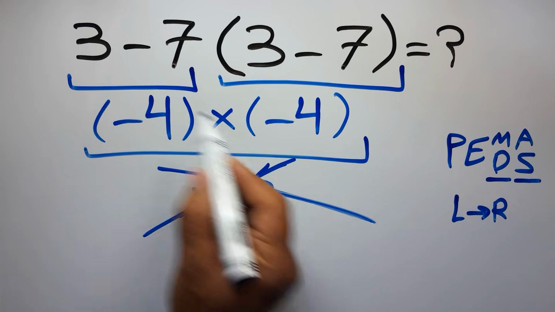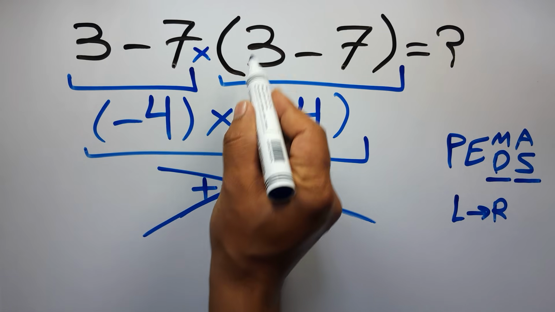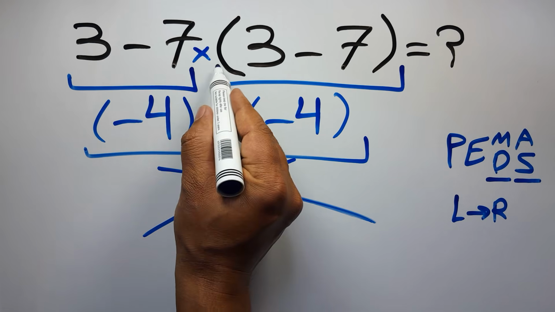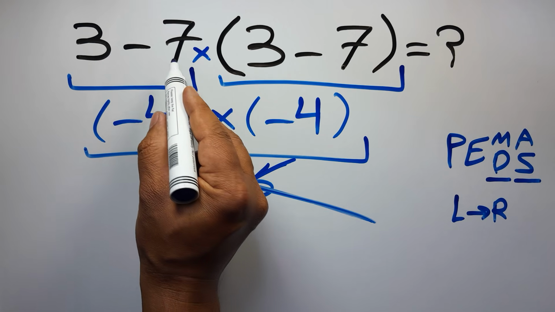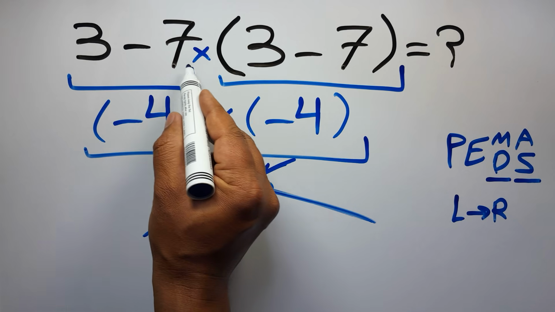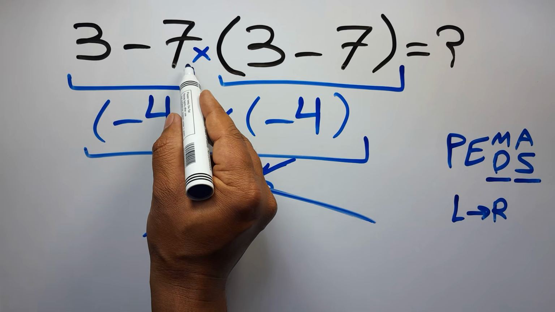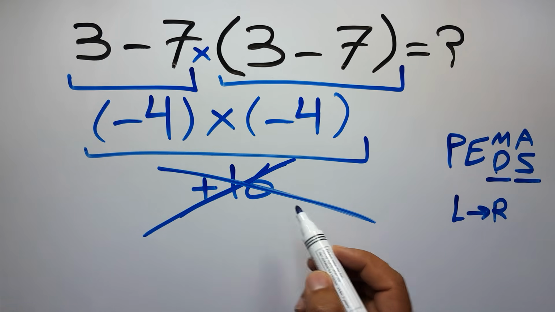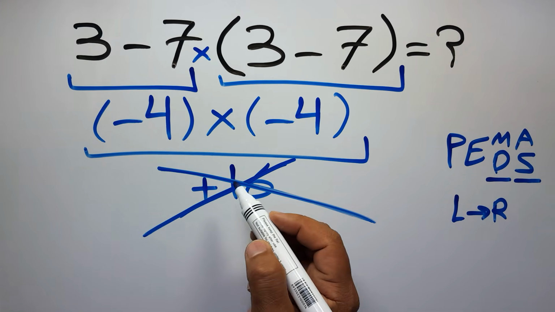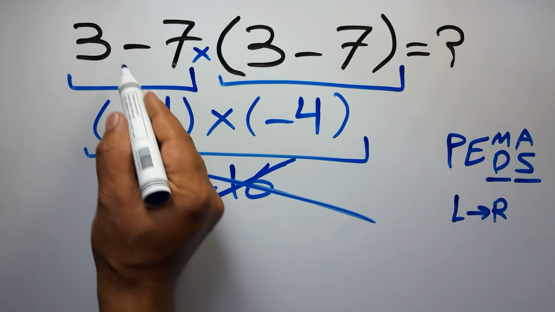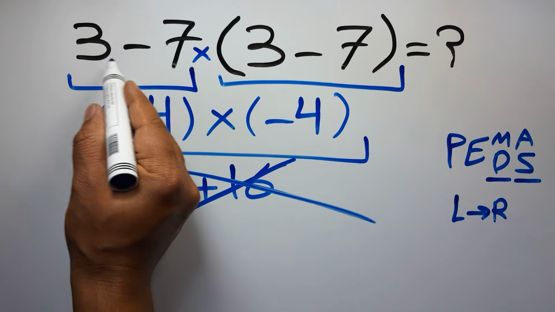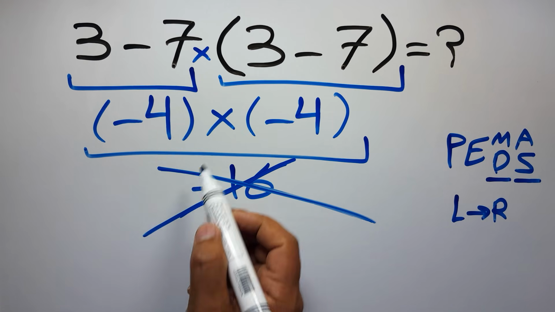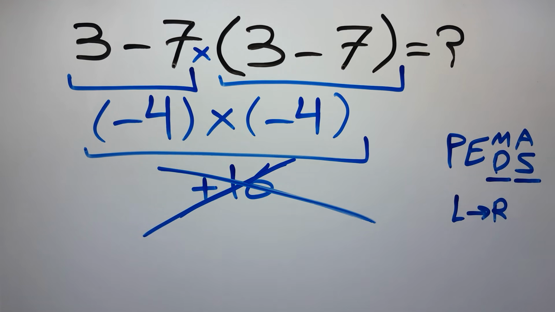In this expression, we have one subtraction, one multiplication, and one parenthesis. Inside this parenthesis, we have one subtraction. Here we have a multiplication because in mathematics, when a number is placed next to parentheses, it means multiplication, and we usually don't write the multiplication sign for brevity. So, according to PEMDAS, first we have to do this parenthesis, then this multiplication, and finally this subtraction. If we do this subtraction before this multiplication or this parenthesis, it is wrong.